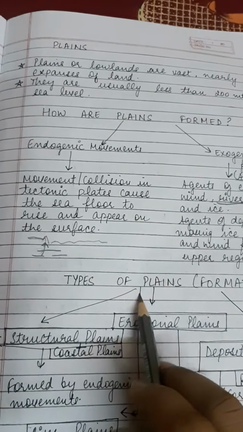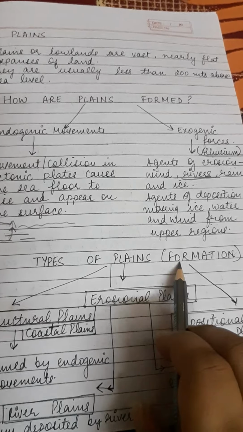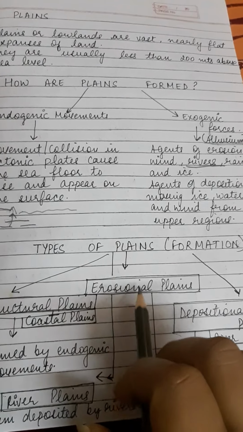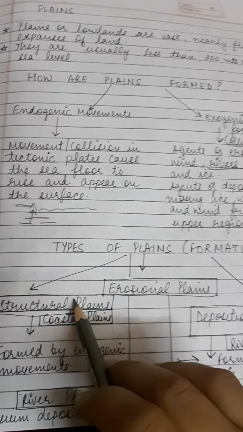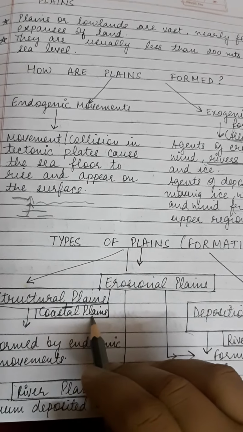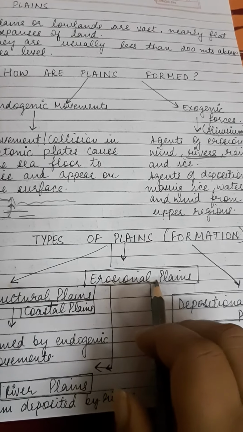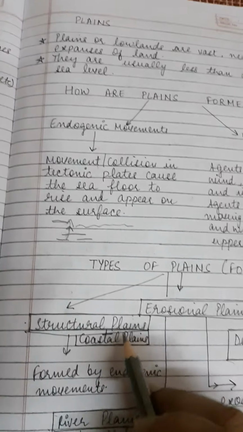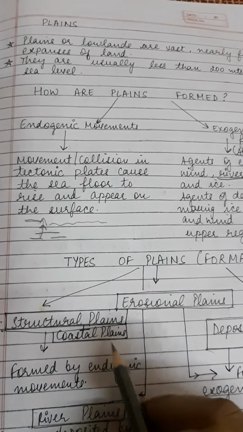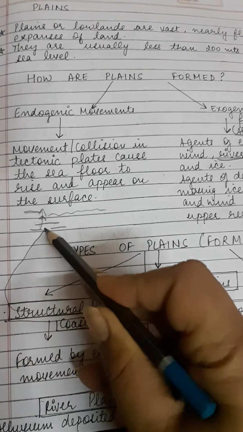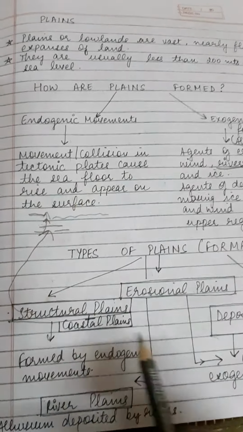Now the types of plains on the basis of formation. We can say that on the basis of formation we have mainly three types of plains, which are structural plains, which can also be called coastal plains. Then we have erosional plains and we have depositional plains. Structural or coastal plains can be formed by endogenic movements, which we have read right now.